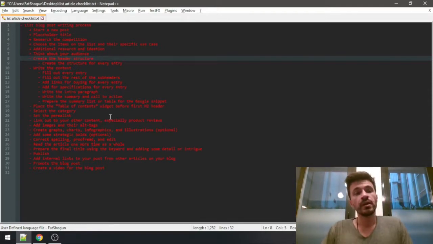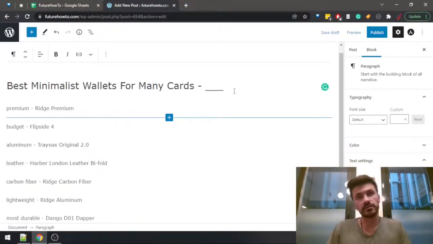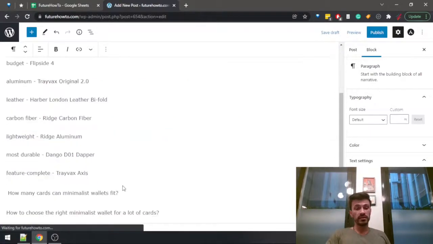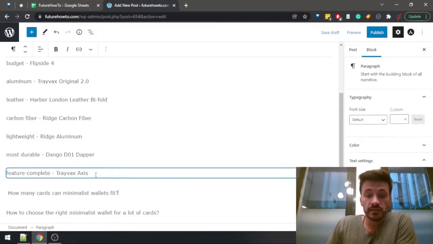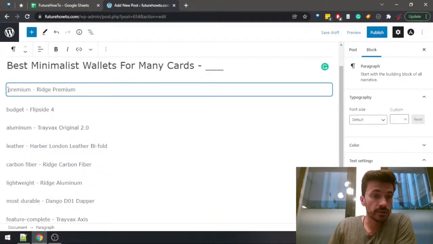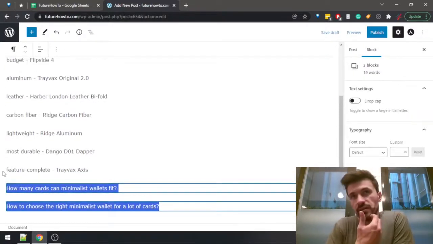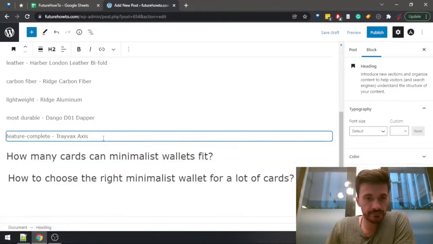So let's create the header structure first, and keep in mind that there can be two different types of header structures for list articles. If we didn't have these two additional sections here at the end, these would all be H2s. That's usually how I do them. But since we have additional questions here at the end, these are probably gonna be H2s. This is how I like to do this.